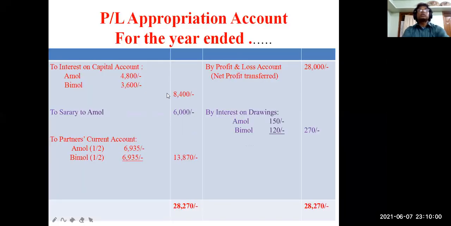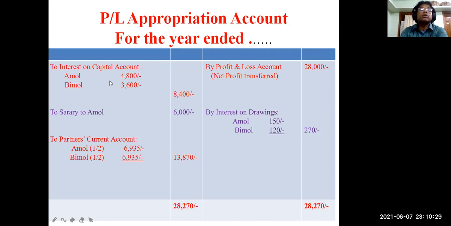So this is the profit and loss appropriation account, left side debit and right side credit, correct? First on the right side, you write by profit and loss account, the profit of 28,000. By profit and loss account, net profit transfer, 28,000. If there is a net loss, it will come to the debit side through the profit and loss account. After doing this, you do all the other things.